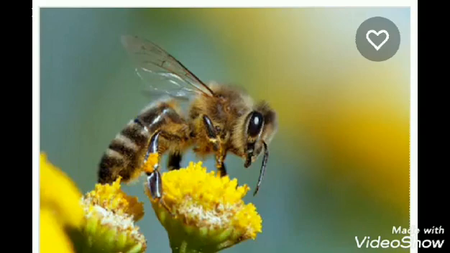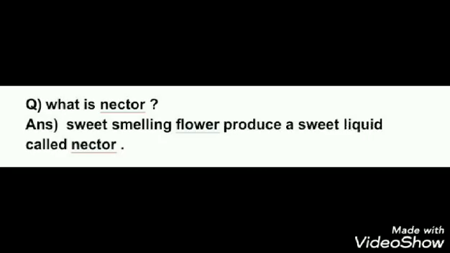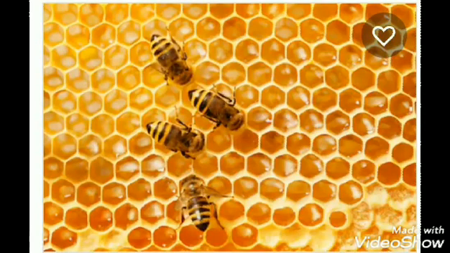As you know, honeybees are usually attracted to sweet-smelling flowers. These sweet-smelling flowers produce a sweet liquid called nectar. Here one question arises, what is nectar? You have to write: sweet-smelling flowers produce a sweet liquid called nectar. Honeybees suck nectar from flowers and carry it to the hive where they live.